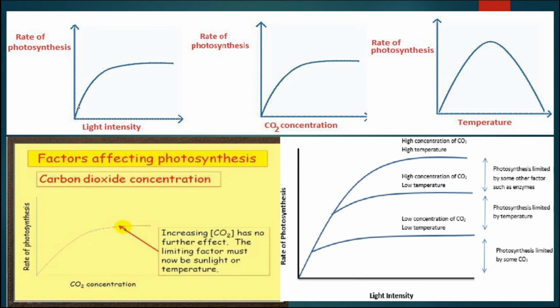Now, this graph is showing the rate of photosynthesis against light intensity, where the factor is light. When the light intensity increases, the rate of photosynthesis will increase, but at the optimum level it becomes stable and does not increase any more. In the same way, with CO2 concentration, in the beginning it increases with increasing CO2, but then the other factors become limiting, so it does not increase further.